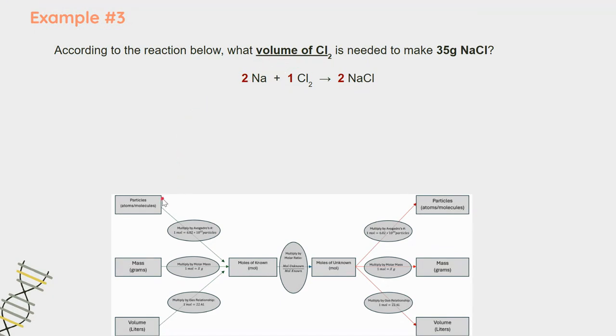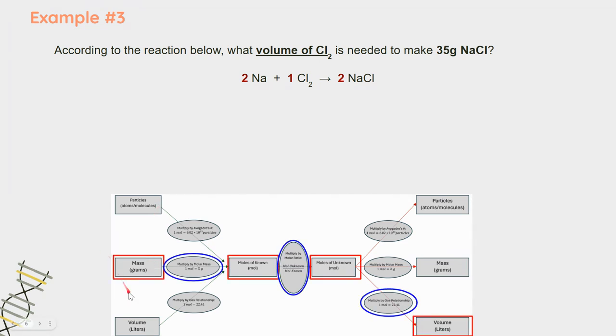We'll set up our map the same way. We're starting with a mass of NaCl. We're going to go straight across our map and then go down to a volume of Cl2. With this setup on screen, go ahead and try to set up your dimensional analysis. Please pause the video if you'd like to set that up.